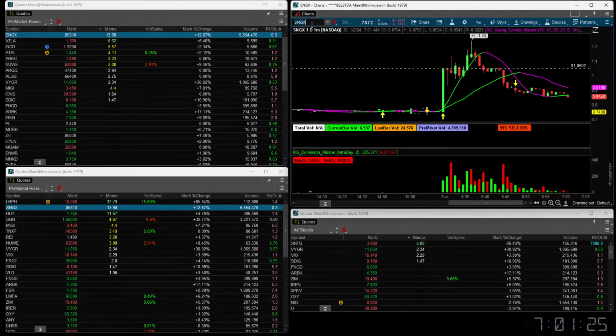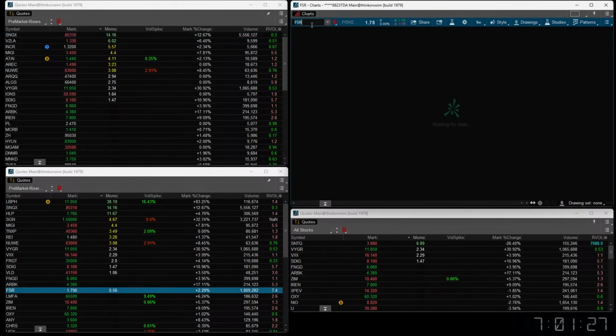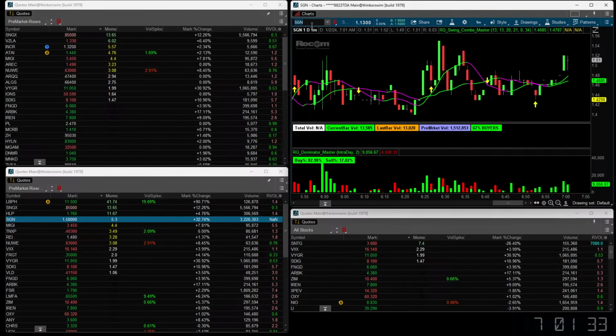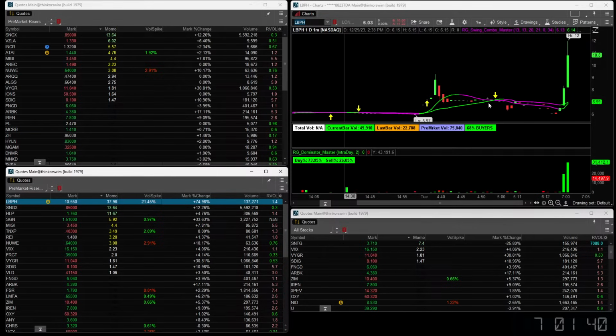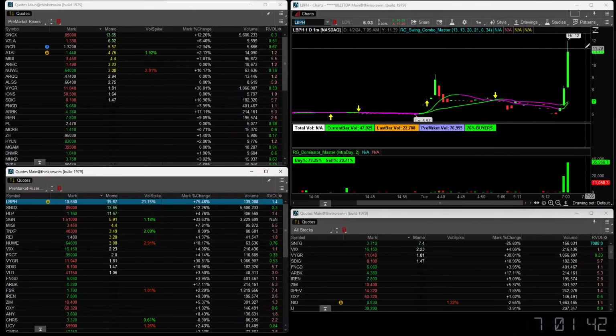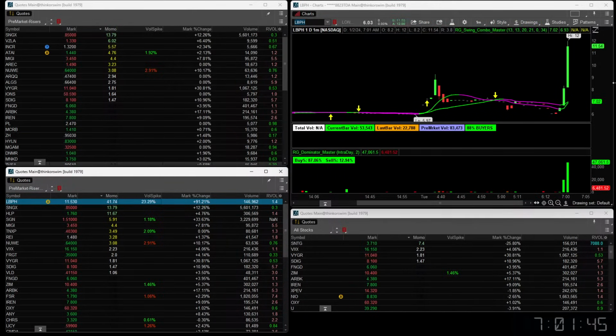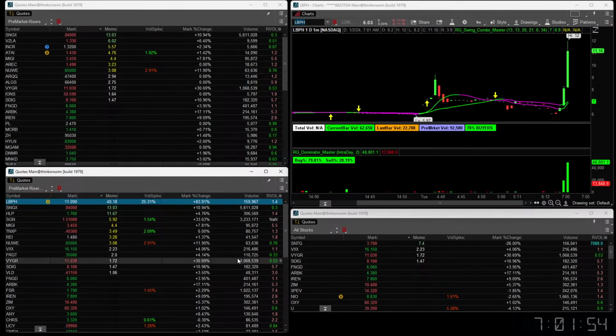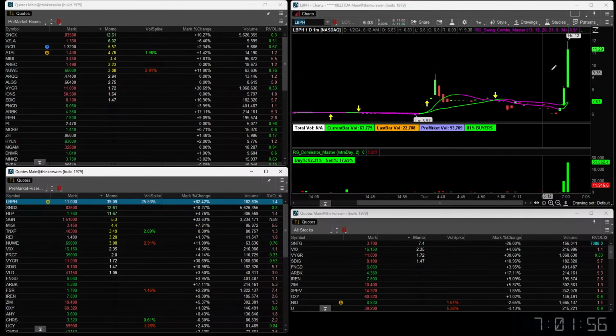FSR and SGN, I'll take a look at them. FSR, no volume. SGN, no volume. Here's one popping down here while I'm talking and looking the other direction. LBPH, nice price range. Let's see if we can get a resistance and support level set. This is why I like my coded pre-market scanner.